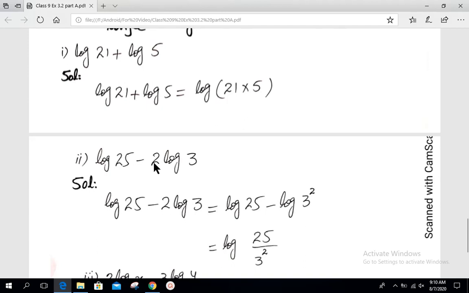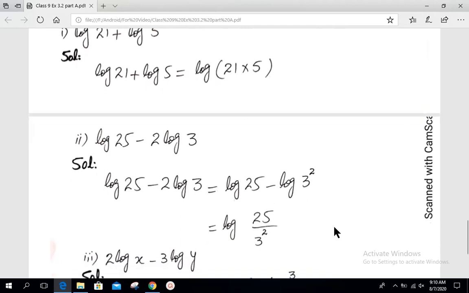Part number 2, log of 25 minus 2 log 3. You can see here 2 is over here. According to third law of logarithm, it will become 3 power 2. So the first step becomes log 25 minus log 3 power 2. Now writing it in single form, log of 25 whole over 3 power 2 as my answer.